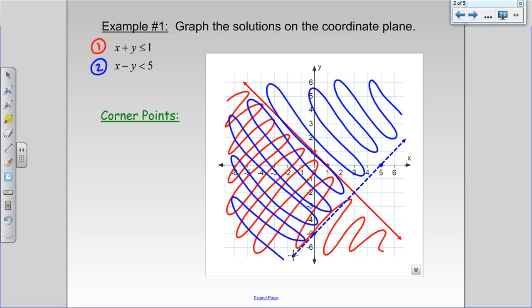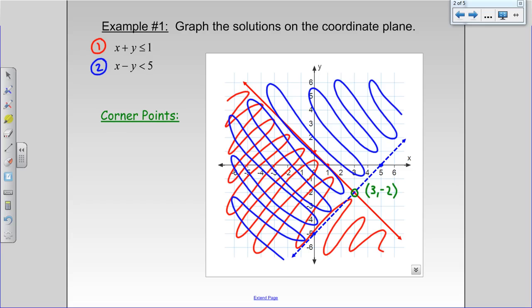Now we can see the region of the graph where the points are shaded both red and blue, representing the solutions of our system, because these points are solutions of both inequalities in the system. The corner point of our solution set is the point (3, -2), which we can see on the graph, and we label with an open circle because it is not a solution of the system.